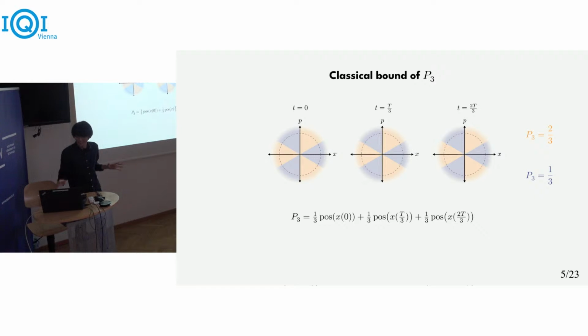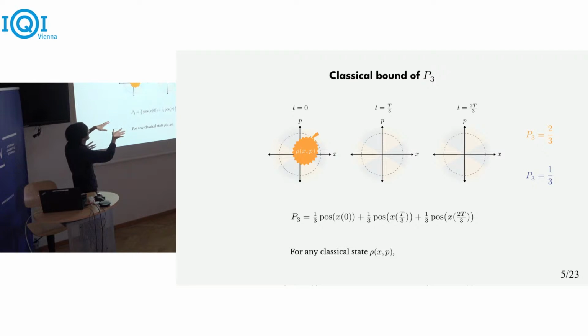So the most general classical state, which will be some kind of probability distribution over x and p, of course, you can only obtain somewhere between 1/3 and 2/3 for the score. So 2/3 is the best score that you can get for the classical harmonic oscillator. So we'll call that the classical bound, 2/3 the classical bound.